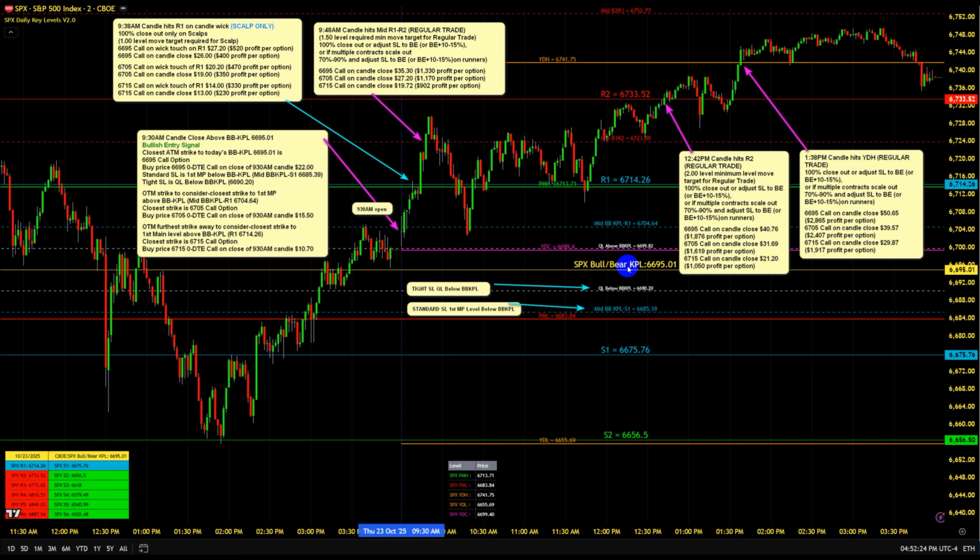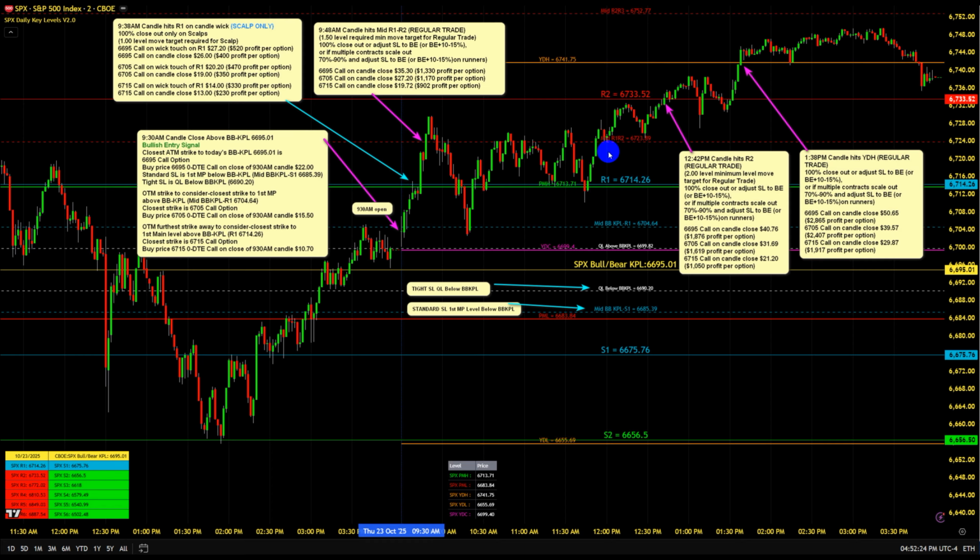The R levels above act as take profit levels for bullish entries taken off the bull bear KPL level, and then the S levels below are going to be your take profit levels for bearish entries taken from bearish entry signals from the bull bear KPL. And we'll get into how that works here in just a few minutes.